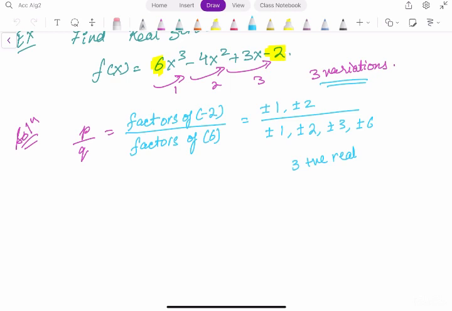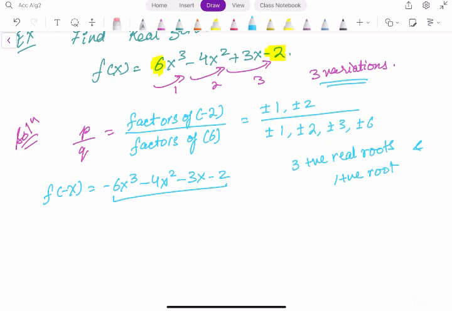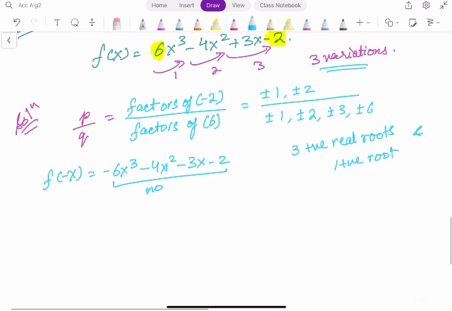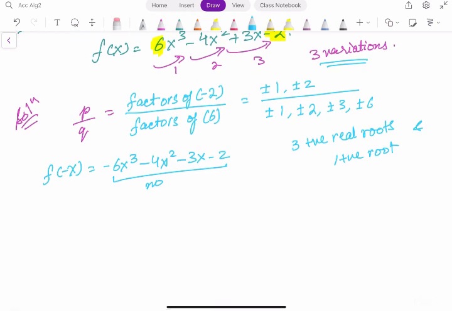But let's write down how many real roots are there. So 3 positive real roots, and I told you 3 minus 1, 3 minus 2, it will be 1 positive real root. For the negative function, f of negative x, we are not getting any variations. So that implies no negative roots. So we can just write the positive roots. Let's do synthetic division to check upper and lower bound.